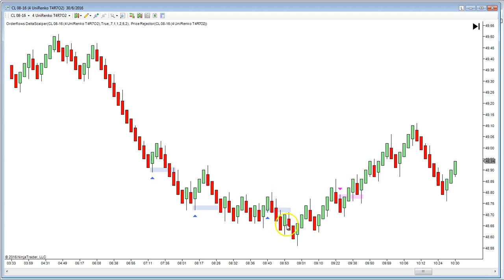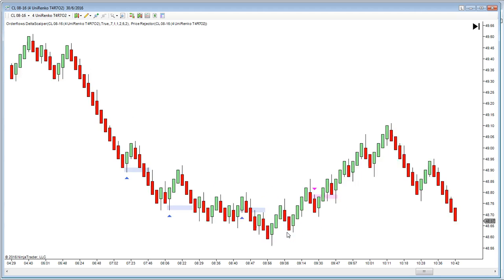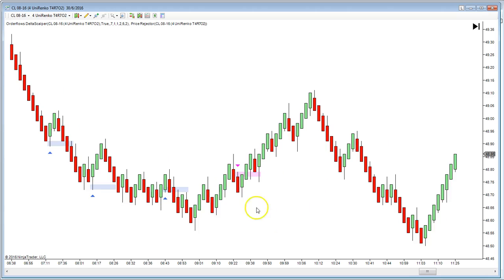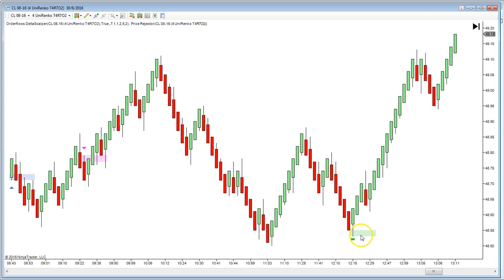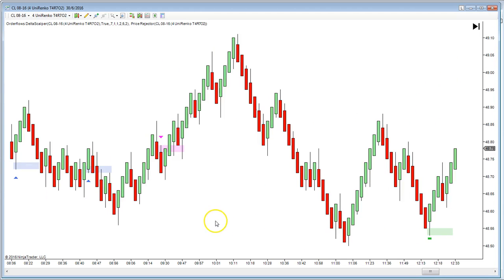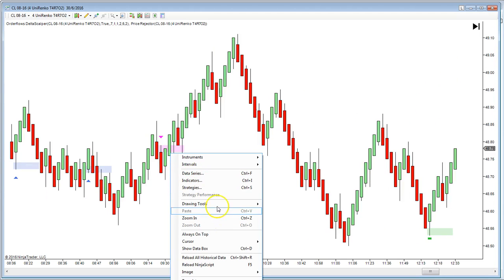This one just started then failed immediately. This one didn't work out. This was a tough morning. You start out the day with 4 losing trades, and then boom. So let's look at this real quick.